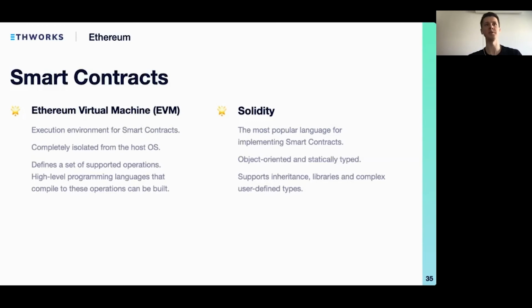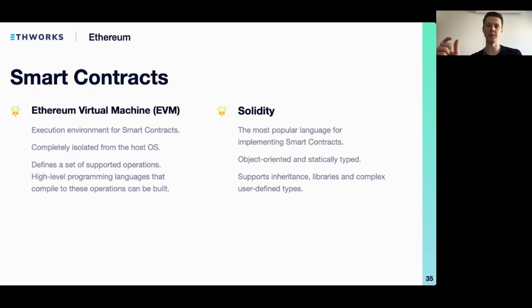You have a set of supported operations, which are nicely presented in something called the Ethereum Yellow Paper. By the way, each of these low-level operations uses a set amount of gas, and the way you calculate how much gas a transaction used is by counting those low-level operations.